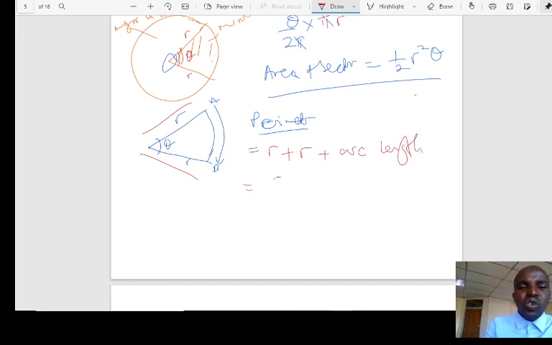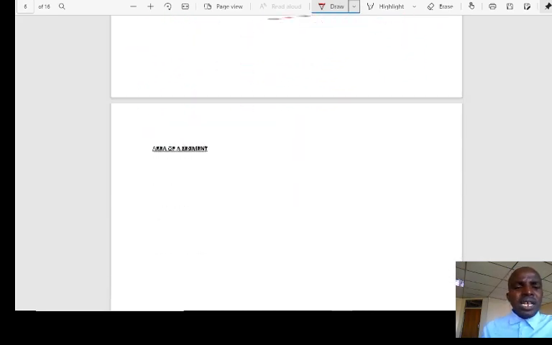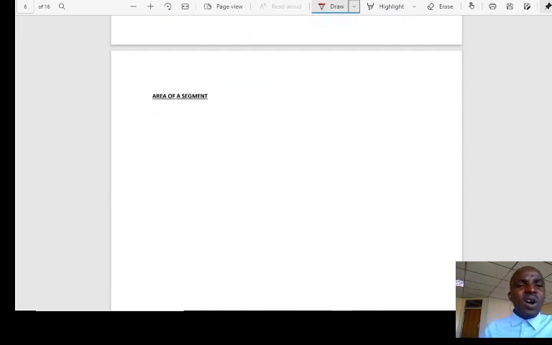So it will be 2r plus arc length. Arc length is what? Arc length is r theta. So that's the formula for calculating the perimeter of a sector. So it's 2r plus r theta. Done. Next item, area of a segment.